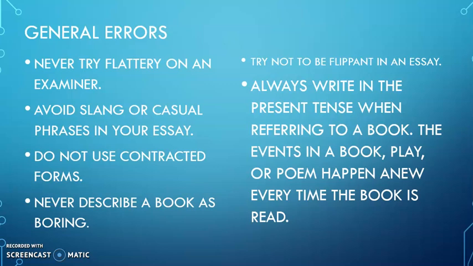Stephen also mentions some errors like using slang or contracted forms. We need to avoid those forms. And this last tip is very important. Always write in the present tense when referring to a book. The events in a book, play, or poem happen anew every time the book is read. So remember to use present tenses when you are referring to the play, the poem, the novel, or the short story.